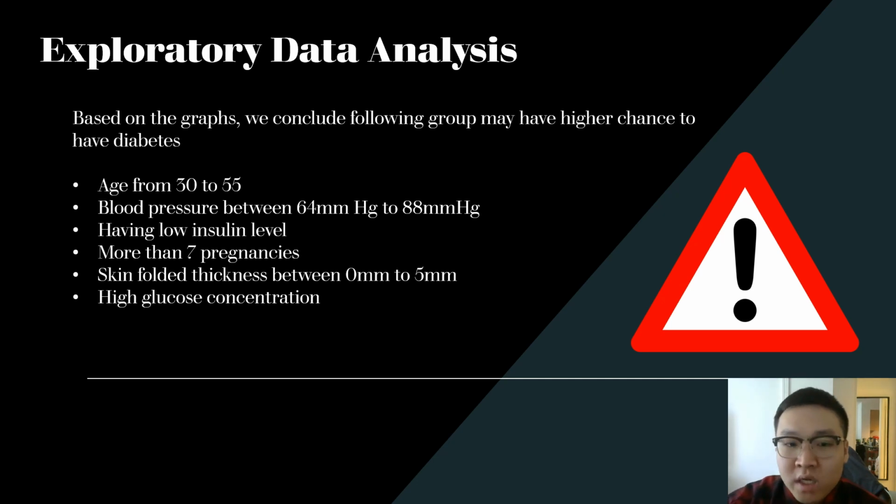Based on the graphs, we conclude the following groups may have a higher chance of having diabetes. First of all is age from 30 to 55, and also blood pressure between 60 mmHg and 88 mmHg, and also having lower insulin levels. Also, people with more than 7 pregnancies have more chance of getting diabetes. Also, people with skin fold thickness between 0 millimeters and 5 millimeters have a higher chance of having diabetes. And most importantly, high glucose concentration in a person's body could indicate that a person may have a chance of having diabetes in the future.